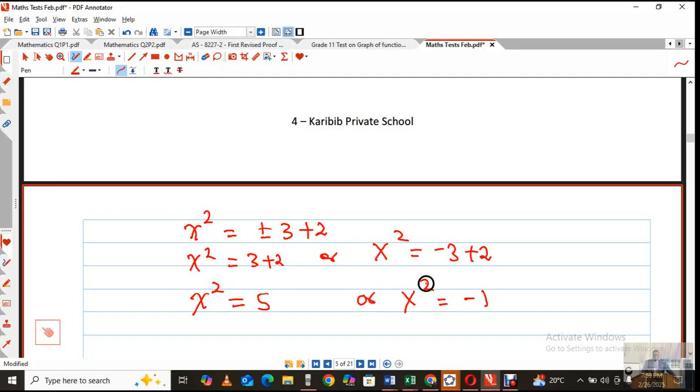Now, here's the problem. If you were to get rid of this square, you have to take the square root, and the square root of a negative number does not exist in the set of real numbers. So this is going to be invalid. You're going to reject this one. It's not going to work.